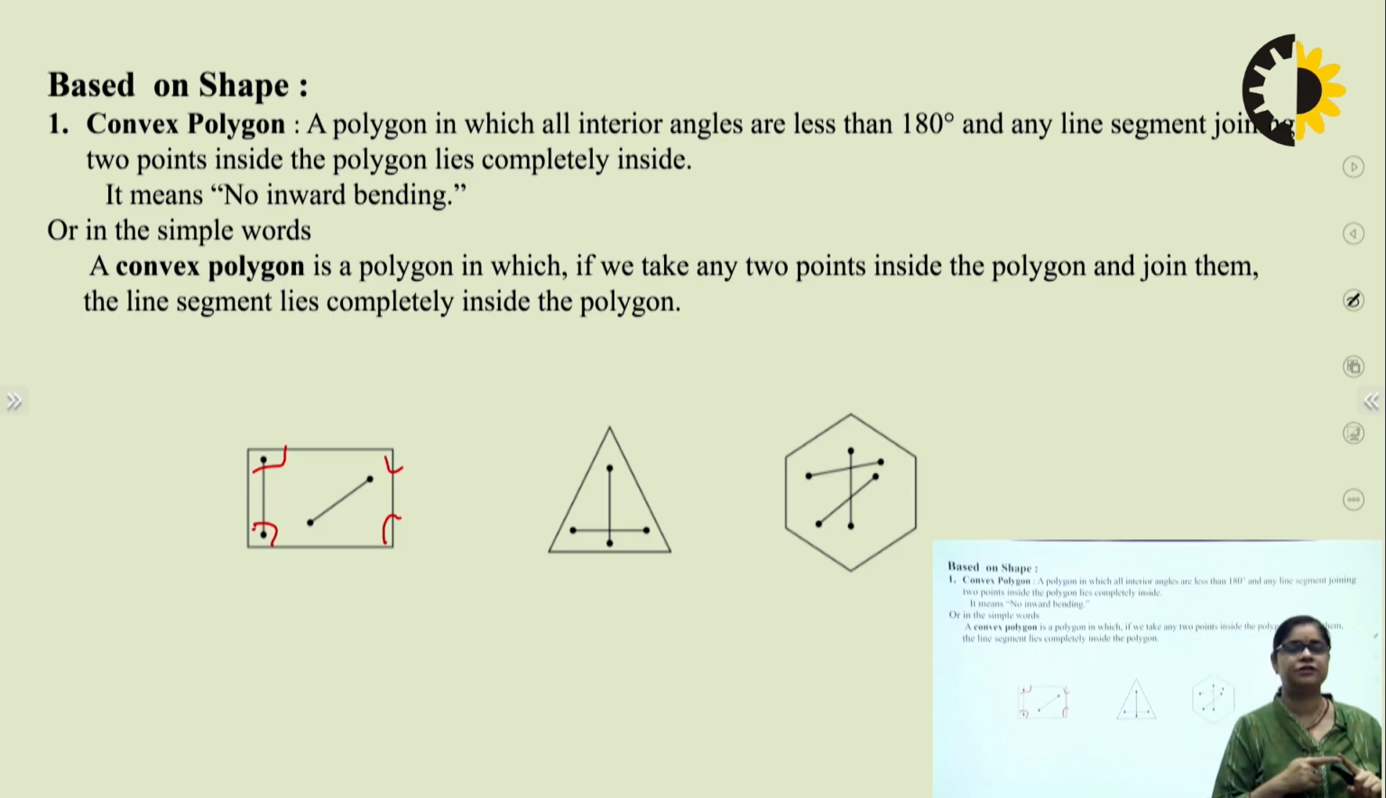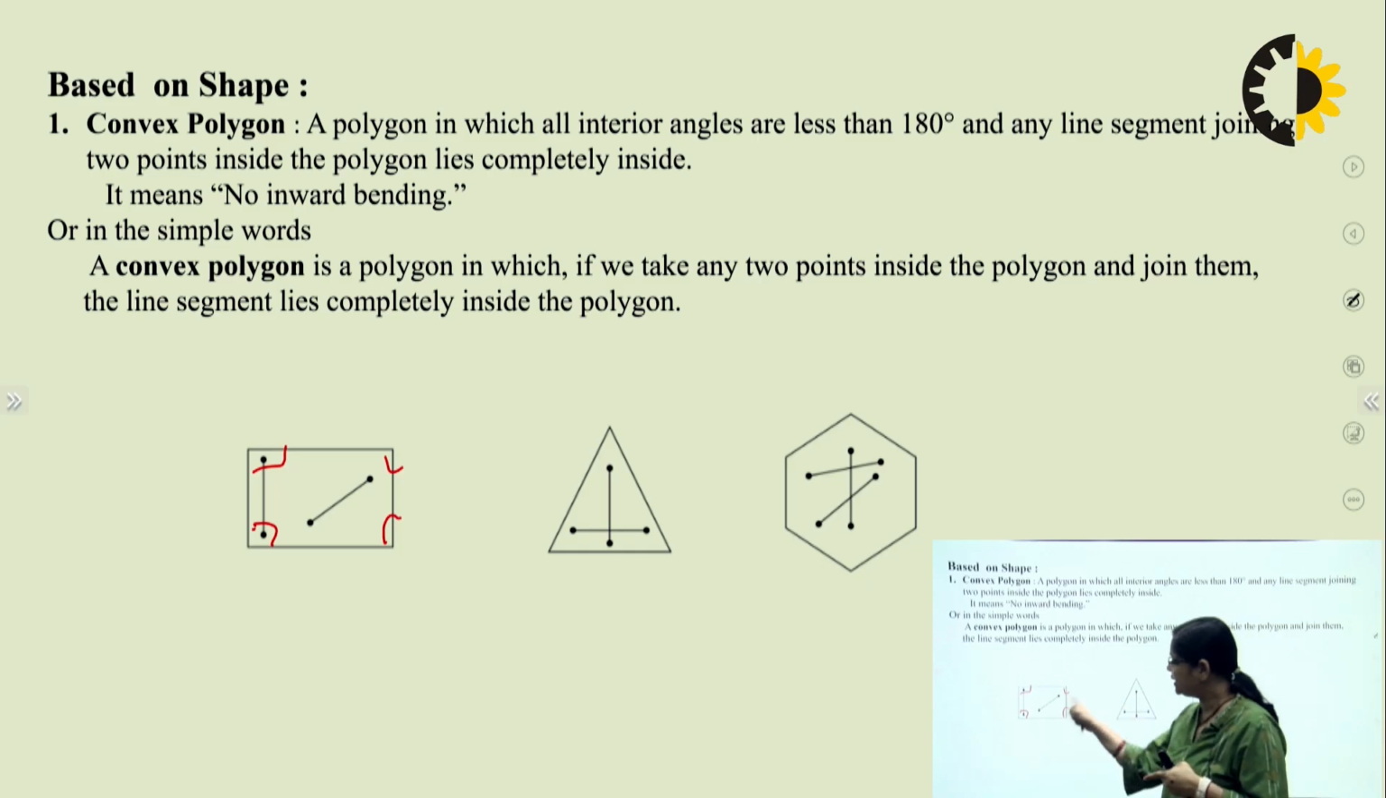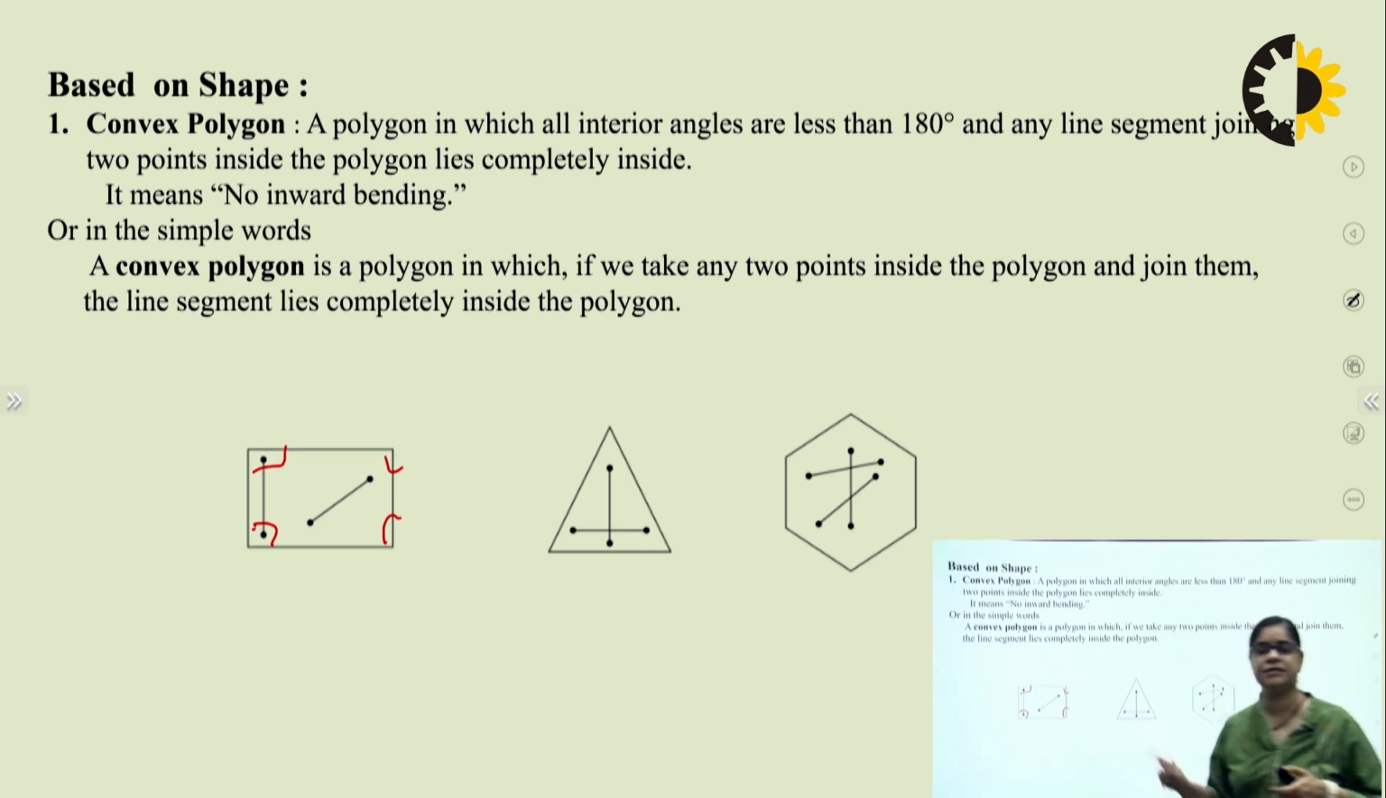First point, its angle should be less than 180 degrees. And second point is that whatever two points we are taking inside the polygon, they should be completely inside the polygon. When we join these two points and make a line, we will find the line segment is completely inside the polygon. So that is about the convex polygon, right?